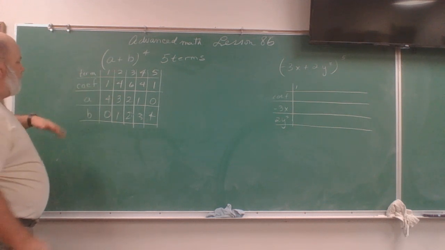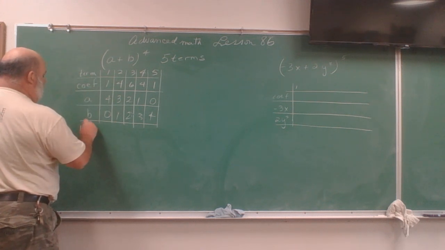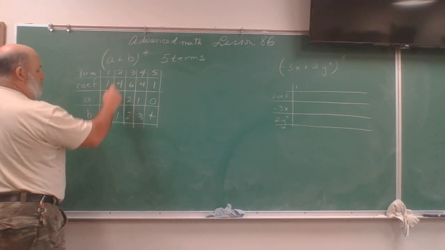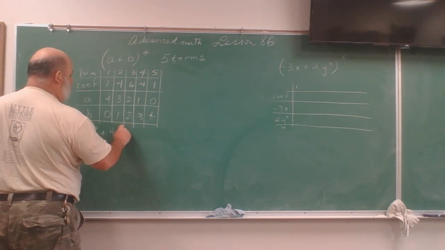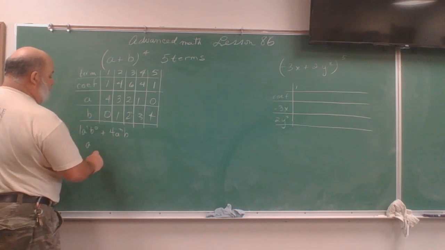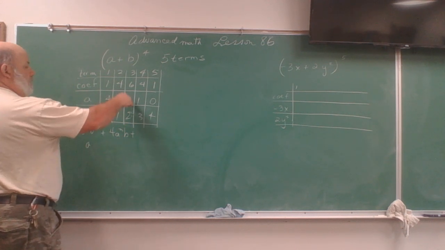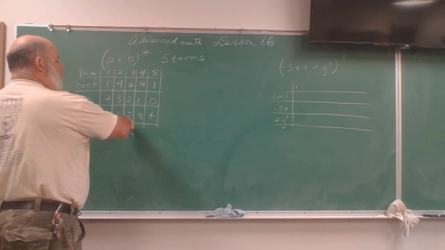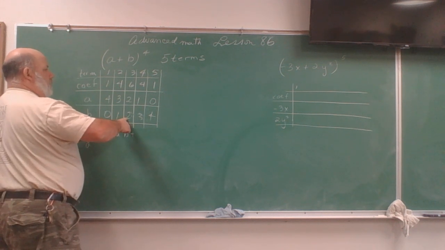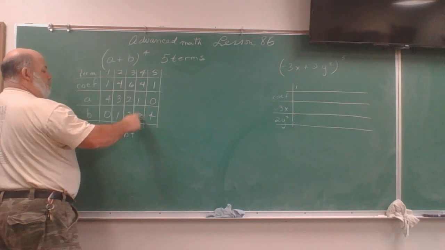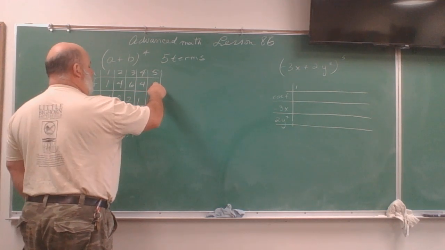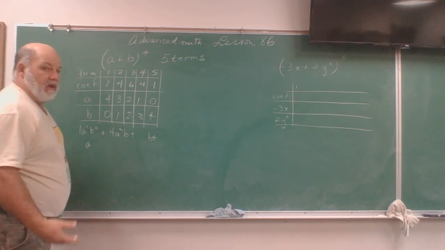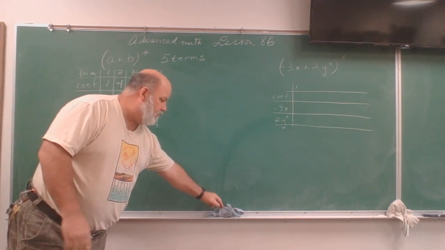And it just tells me that my first term is 1, a to the 4, b to the 0, or it's just a to the 4. My second term is 4, a cubed, b to the 1, 4a cubed b. Third term, 6, a squared, b squared. I'm not going to write all these out. Fourth term, 4a b cubed. And fifth term, 1a to the 0, b to the 4, or just b to the 4 as we would write it. Okay? So that's a little bit of review.